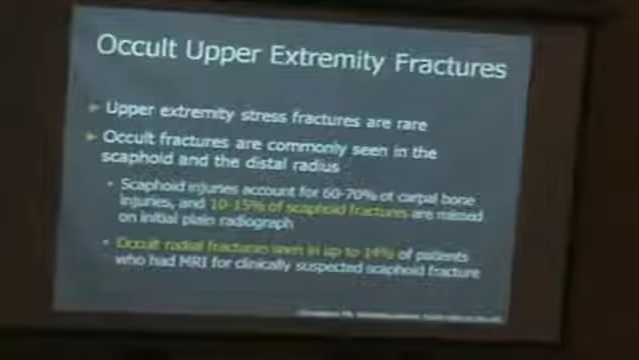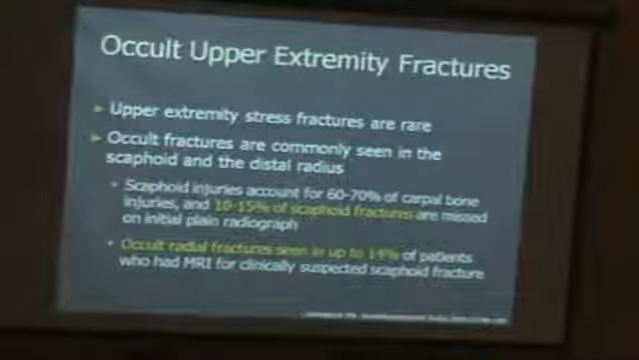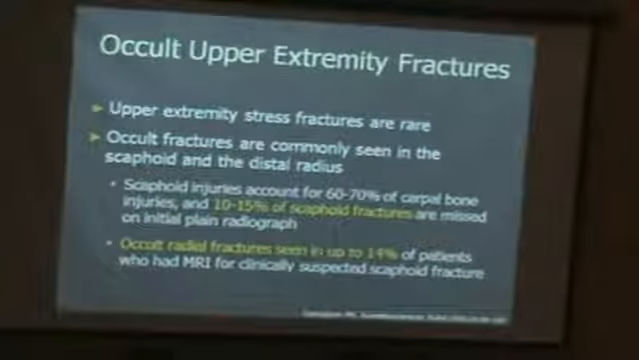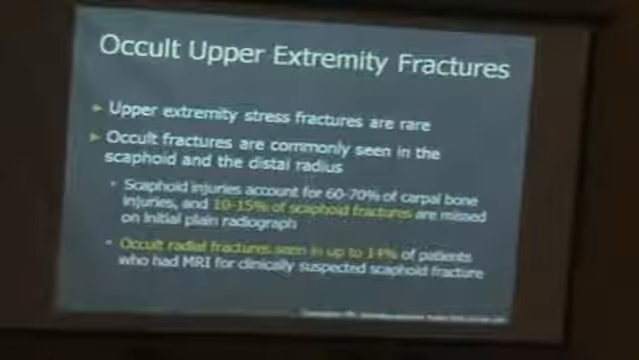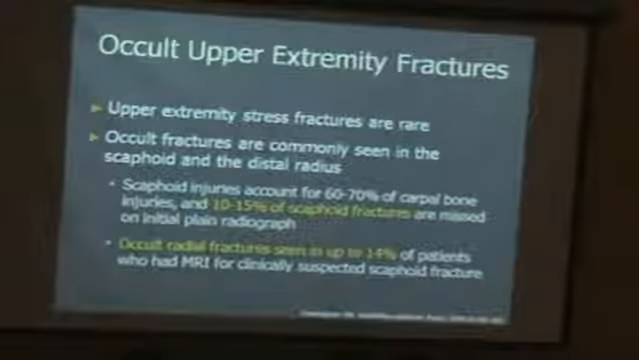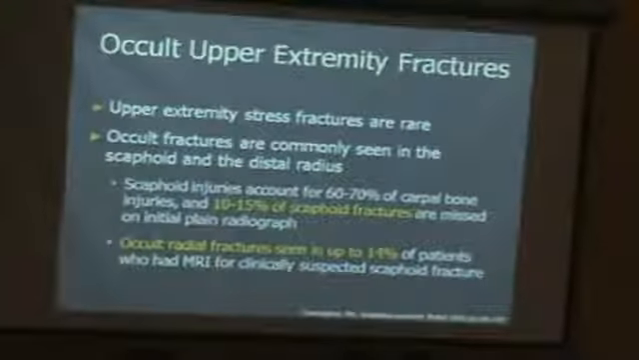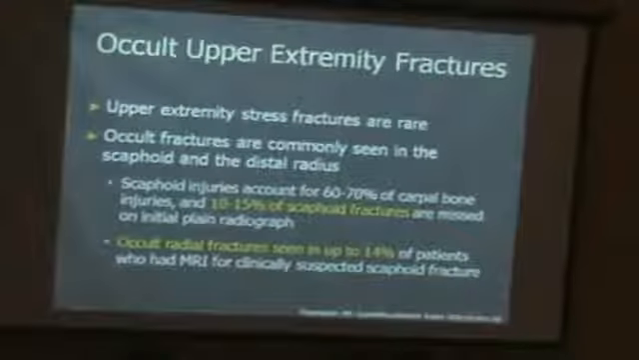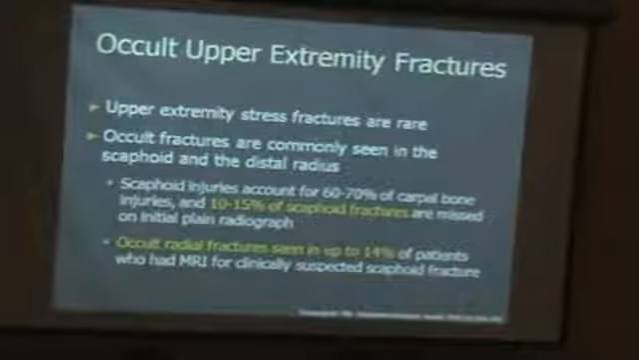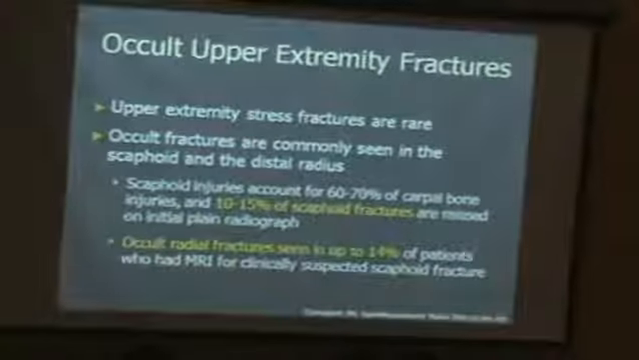Now I'm going to talk about upper extremity and lower extremity, and I will show you so many examples. It will be much more a catalog, a picture review together about acute occult fracture. When you look at that, the upper extremity is dominated by the scaphoid. From this publication from 2006, scaphoid injuries are 60 to 70% of the carpal bone injuries in the upper extremity, and then 10 to 15% of scaphoid fractures are overlooked or missed, and that's really very important.